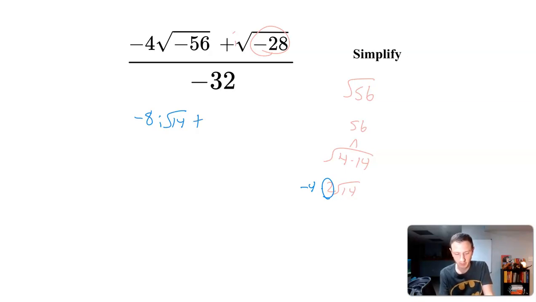Plus, over here, I pulled out i from that negative. Now I have to deal with 28. 28 is 7 times 4. The square root of 4 is 2, and then we still have that 7 left on the inside. I have nothing to multiply on the outside of this one because it's just 1 square root of -28. So I just pulled out 2i essentially. So I'm going to have 2i square root of 7.